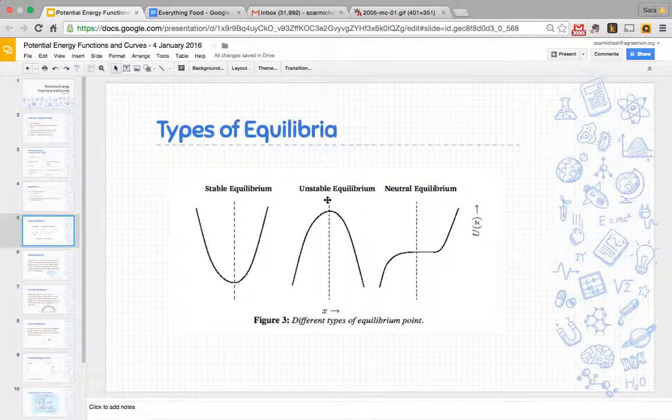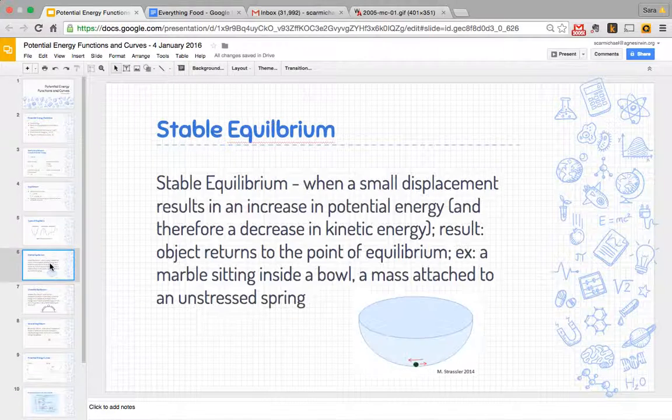We'll talk about why in a second. And when it's flat like this, we call that neutral equilibrium. So let's just talk about what those are briefly. Stable equilibrium is when you give the object a little push, a little displacement, a little movement, and you cause the potential energy to increase. And potential energy can't increase without drawing from some other pool of energy. So that means the kinetic energy decreases.